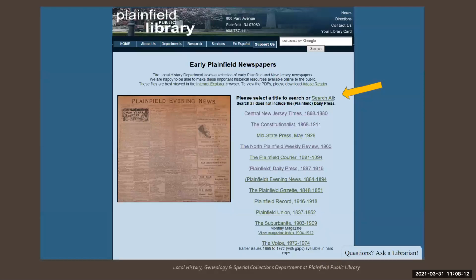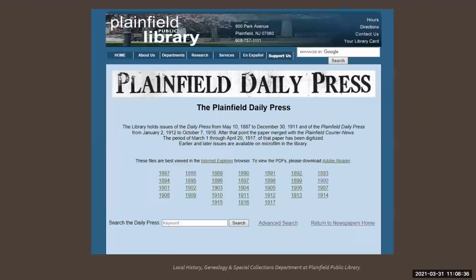Now, again, the Daily Press is my favorite. It was a daily paper that was issued by the same company that issued the Constitutionalist as a weekly paper. So the articles between them during the overlapping dates are identical. But we're going to click on the Daily Press as my favorite.